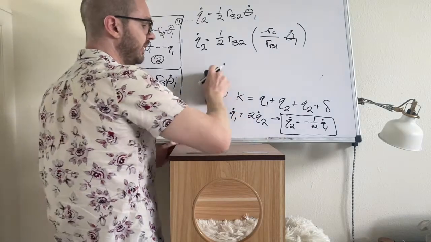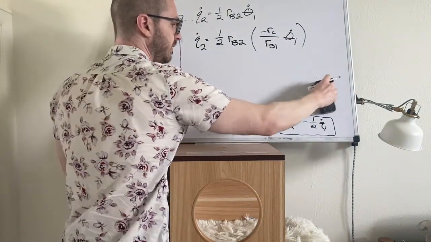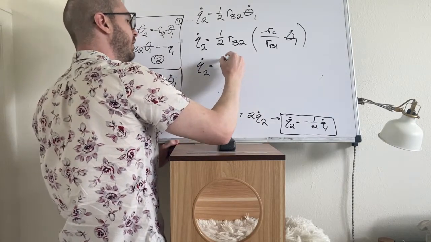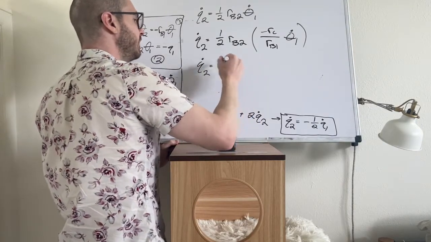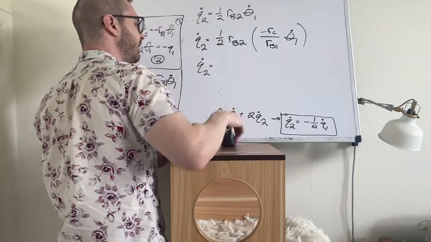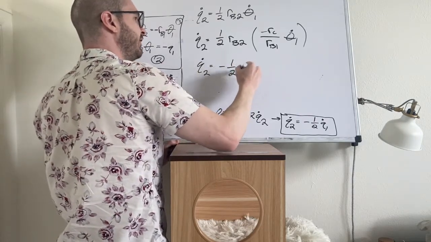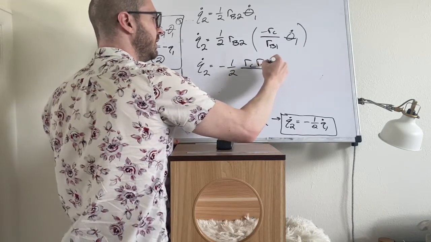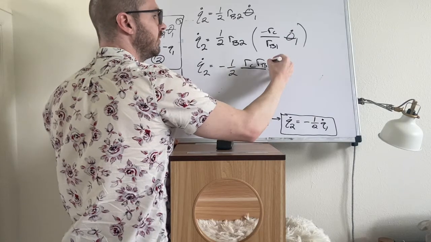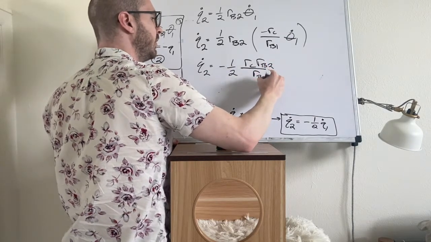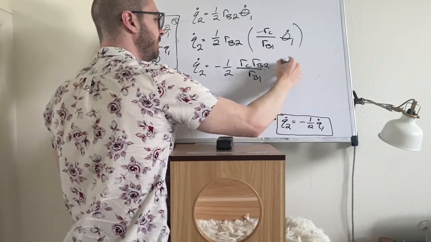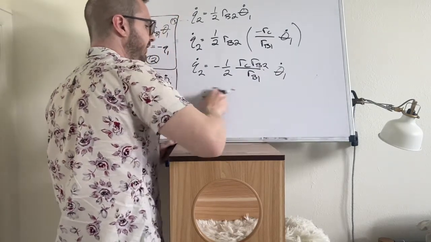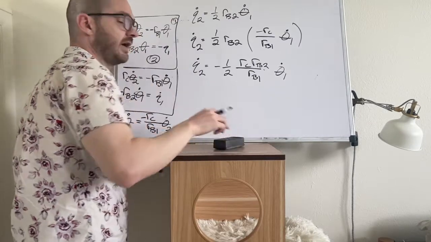And let's combine this thing and clean it up just a little bit. And let's say that Q2 dot equals 1/2. Let's put the negative in front. Negative 1/2 RC over RB1. That's 2 over RB1, there we go. Multiplied by theta 1 dot. All right, so let's check this out and let's see if we agree.